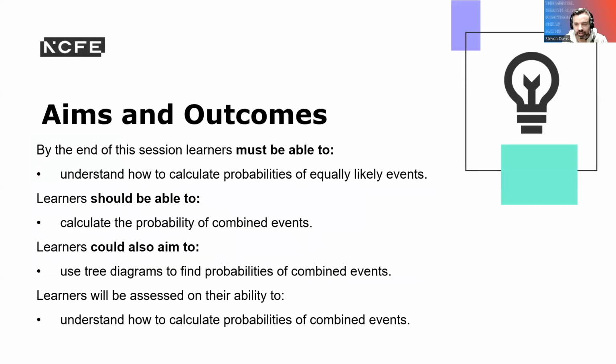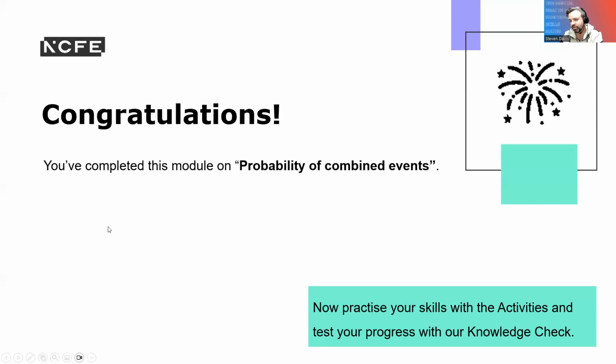Good. So by the end of the session, learners must be able to understand how to calculate probabilities of equally likely events, calculate the probability of combined outcomes, use the tree diagram to find possible combinations, and understand how to create problems in combined events. Please make sure that you check your skills and do your knowledge check.